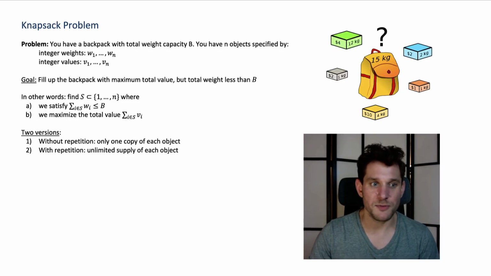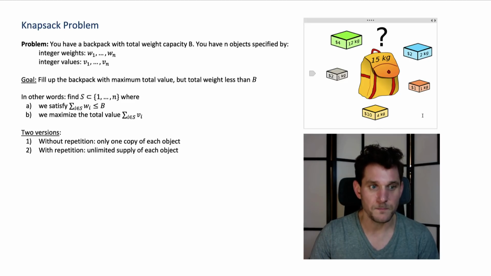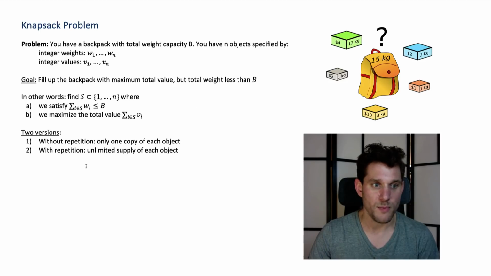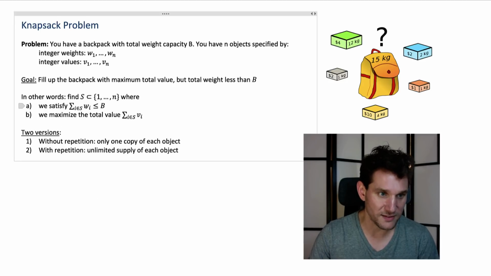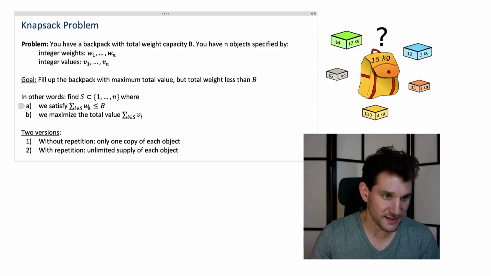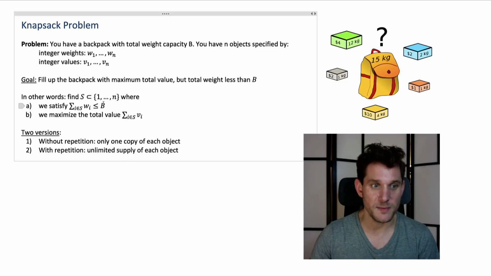Another way to describe this problem is that you want to find a subset S of the numbers from 1 to n, where you satisfy that the sum of the weights in that subset be lower than the value B, and you want to maximize the total value in that subset.